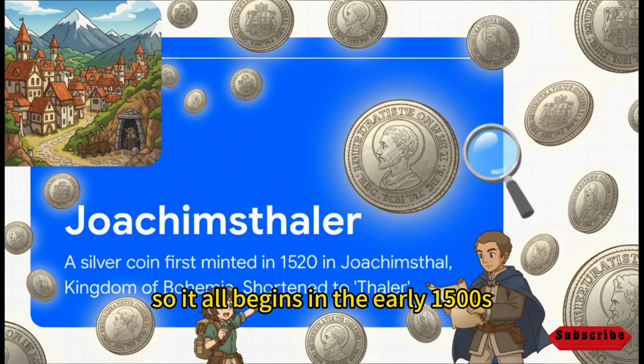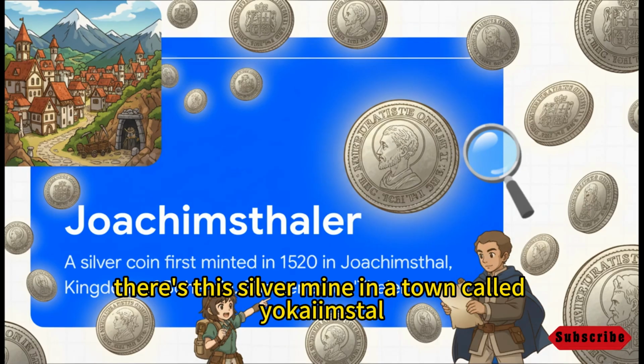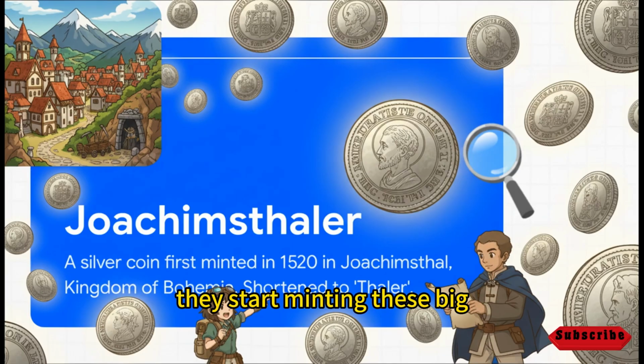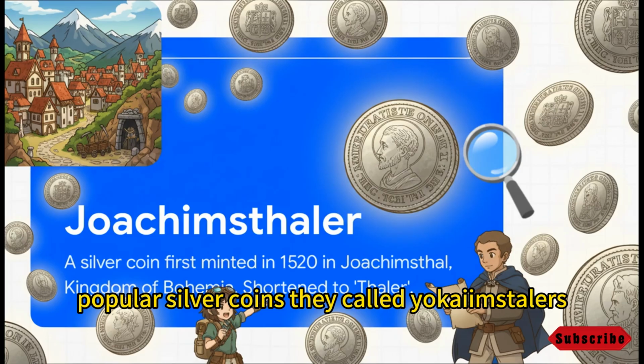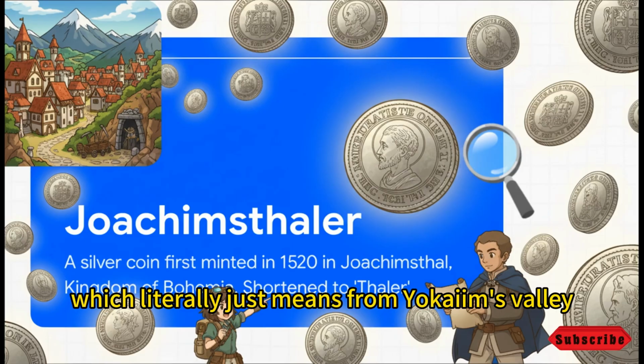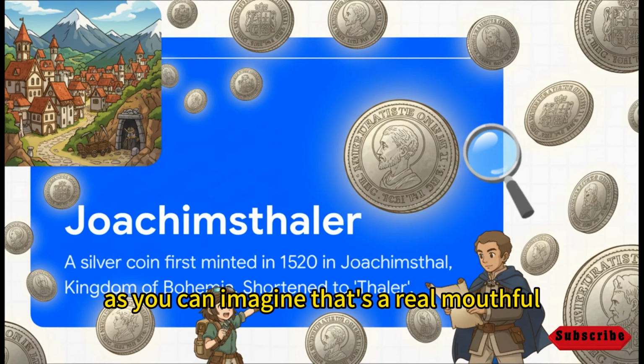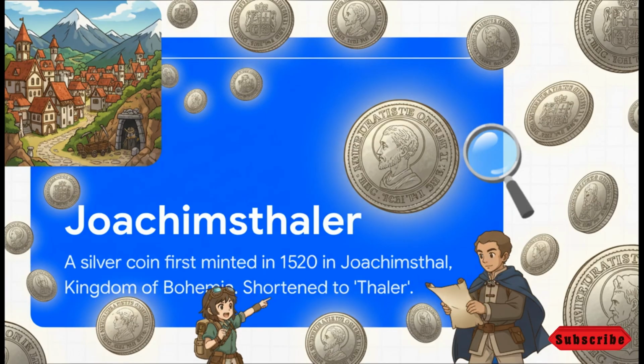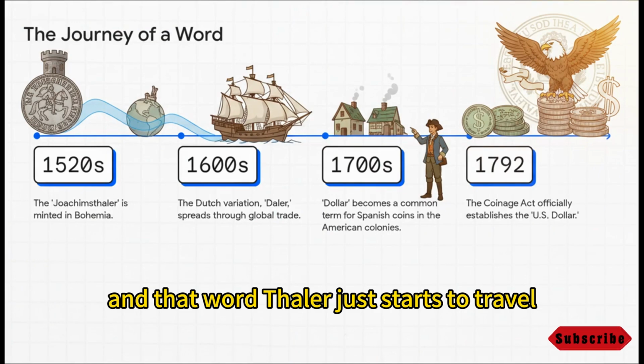So it all begins in the early 1500s. There's this silver mine in a town called Joachimsthaler, which is in the modern-day Czech Republic. They start minting these big, popular silver coins they called Joachimsthalers, which literally just means from Joachim's Valley. As you can imagine, that's a real mouthful, so pretty soon everyone just shortened it to Thaler. And that word Thaler just starts to travel.